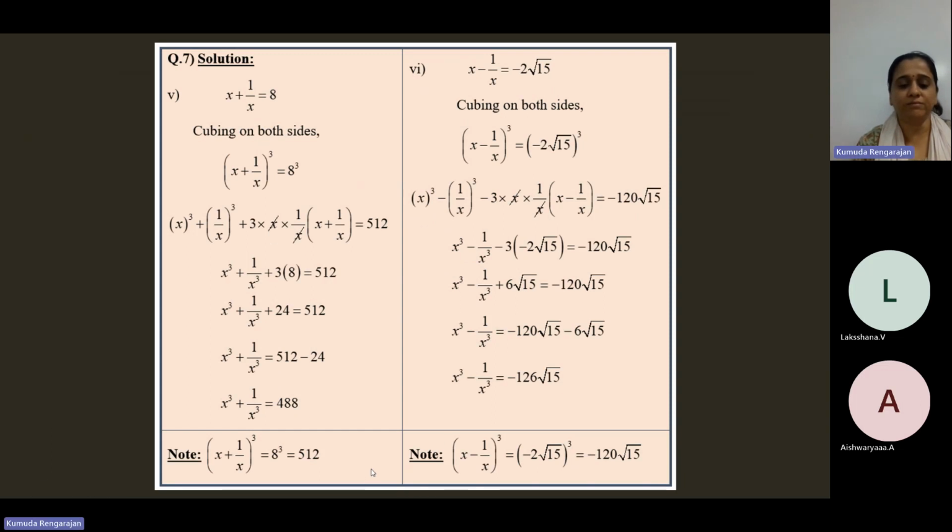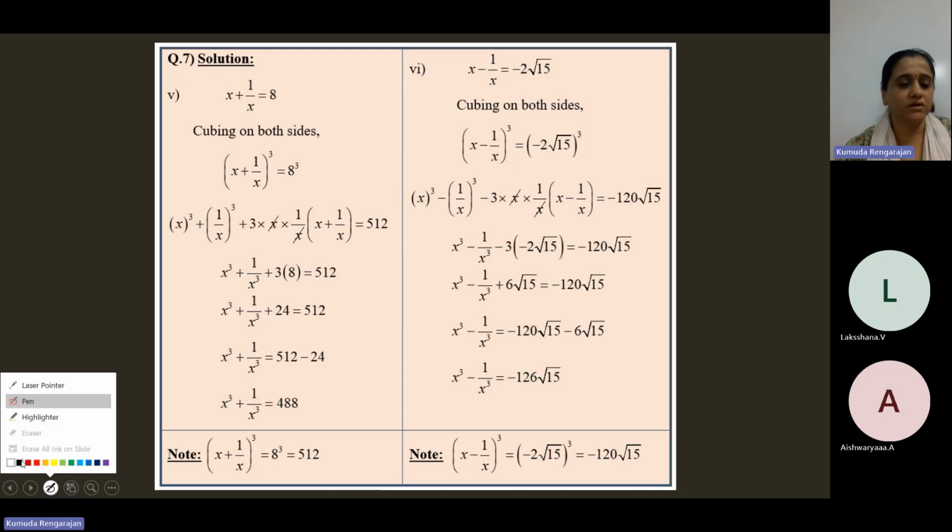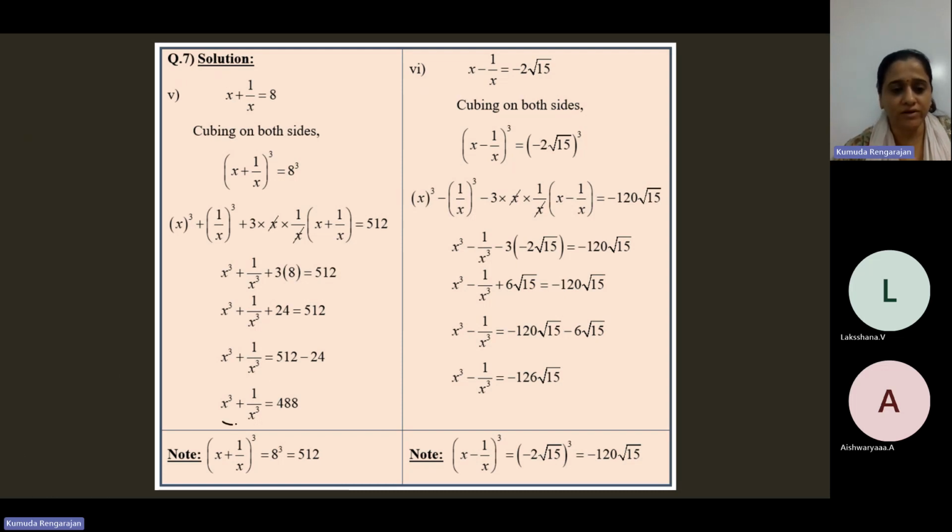And that is different from x cubed plus 1 by x cubed. This one is different from x plus 1 by x the whole cube. X cubed minus 1 by x cubed is different from x minus 1 by x the whole cube. This is not asked. This is just for you to realize. Write down now, but it's not a part of the answer. Yeah. Write down, children.